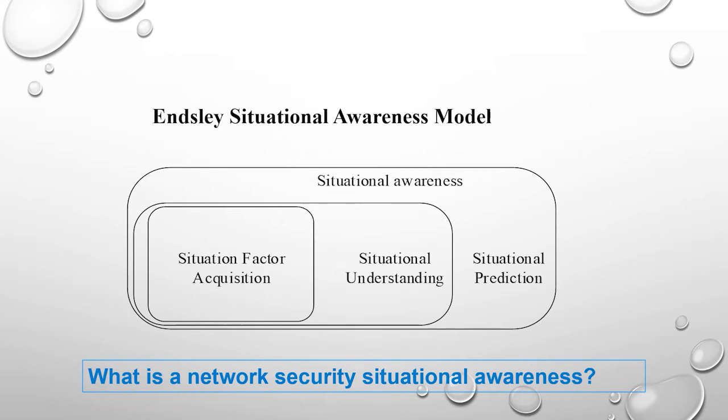Endsley proposed the 3-level model definition. Situational awareness is the perception of the elements in the environment within a volume of time and space, the comprehension of their meaning, and the projection of their status in the near future. The definition of SA by Endsley has been widely accepted and is used in a great variety of functional areas.